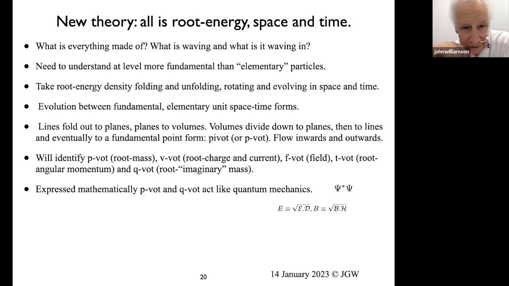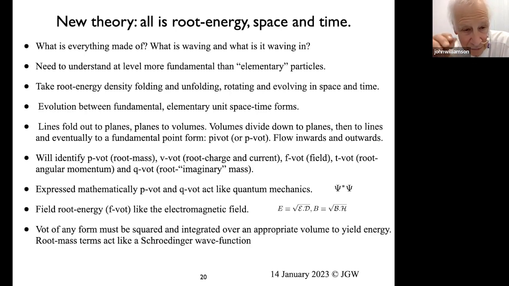Let's keep going here. Expressed mathematically, pvot and qvot act just like quantum mechanics, so that's why we've got the psi star psi here, and field root energy, fvot, acts like the electromagnetic field, half epsilon E squared, half epsilon B squared. Now this vot, whatever it is, vot of any form must be squared and integrated over the volume in which it exists to yield an energy. And the root mass terms here act a little bit like the Schrodinger wave function does in ordinary quantum mechanics.